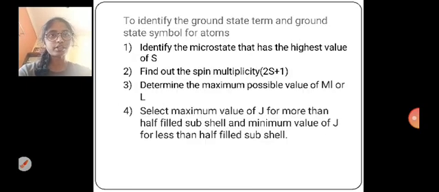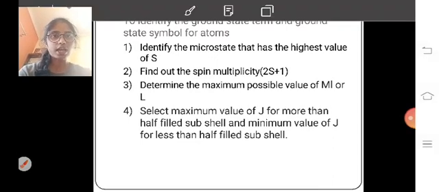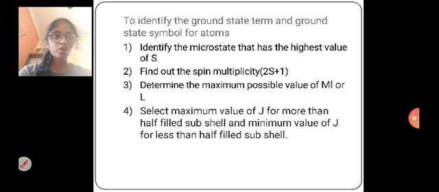To identify the ground state term and ground state symbol for atoms, identify the microstate that has the highest value of S, find out the spin multiplicity 2S plus 1, and determine the maximum possible value of ML or L. Select the maximum value of J for a more than half-filled subshell and the minimum value of J for a less than half-filled subshell.